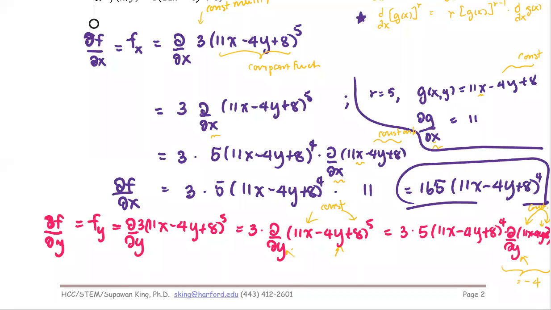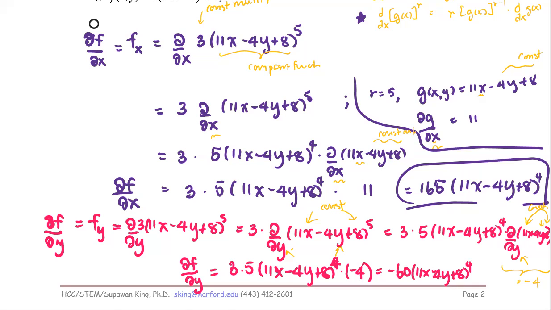Then we bring everything all together. The partial derivative of f with respect to y equals 3 times 5 times the quantity 11x minus 4y plus 8 to the fourth, and then multiply by negative 4. Multiply them all up: 3 times 5 times negative 4 should come out as negative 60. So this is power 4, sorry. It's going to be negative 60 multiplied by the quantity 11x minus 4y plus 8 to the power 4 as the expression for the first partial derivative with respect to y.